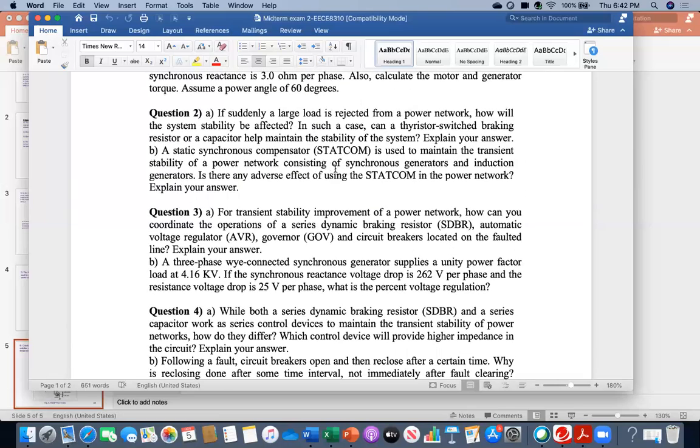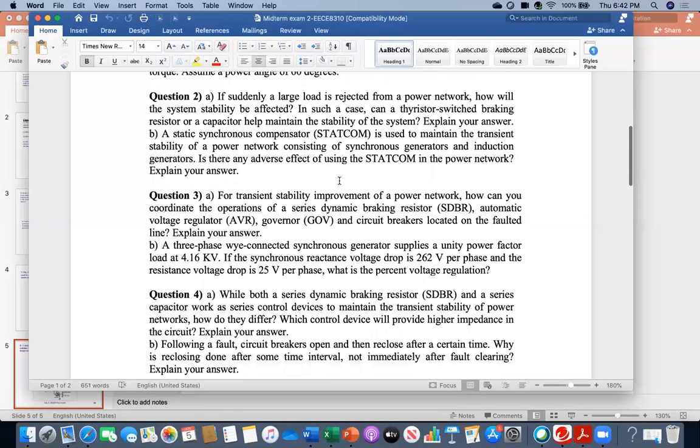I think from question number 2, you know that the master's student also has the same thing. Therefore everybody look. Amani, did you come back or are you still out? I think she is probably still out. Okay. If suddenly a large load is rejected from a power network, how will the system stability be affected?